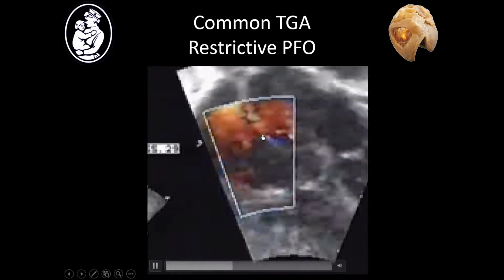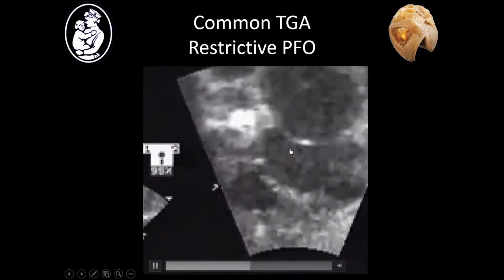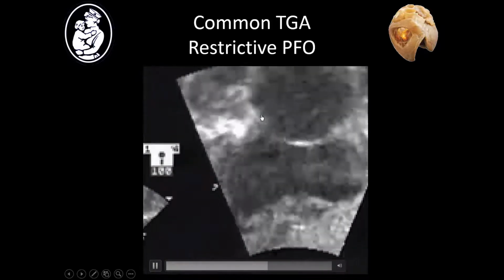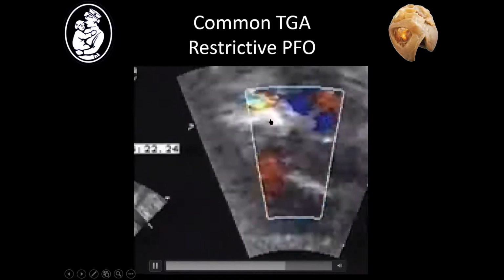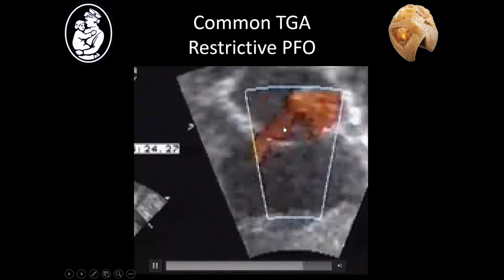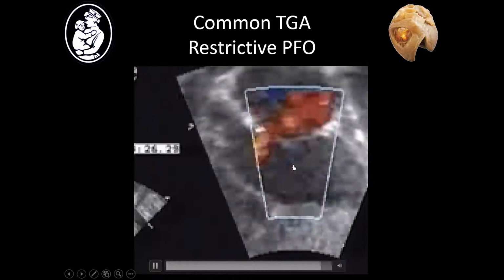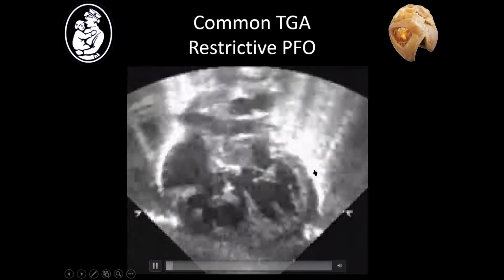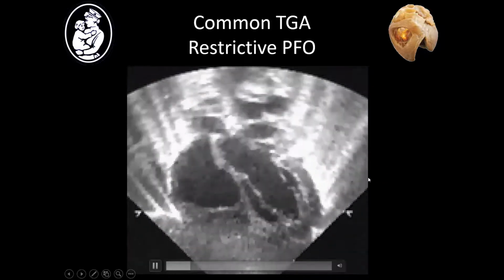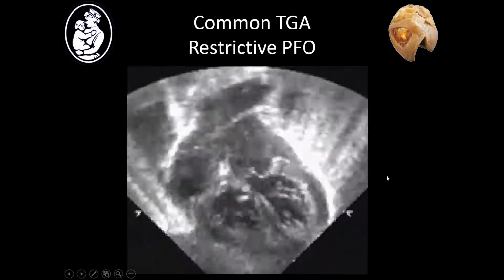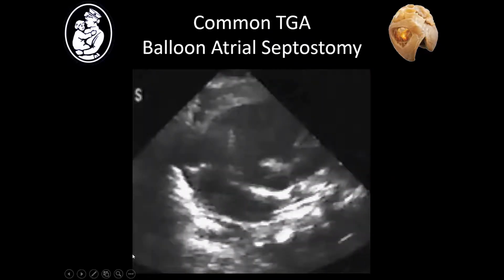Here's an example of transposition with a small interatrial communication. You can see there's just a little flow coming across the atrial septum. Here's primary atrial septum, septum secundum. This is the foraminal valley here, and you can see there's just a small flow jet coming across the interatrial communication. So this is a patient in whom we wanted to do a balloon septostomy.